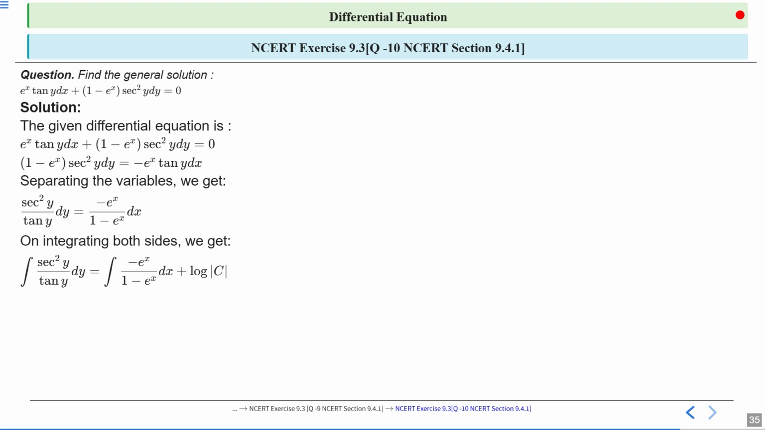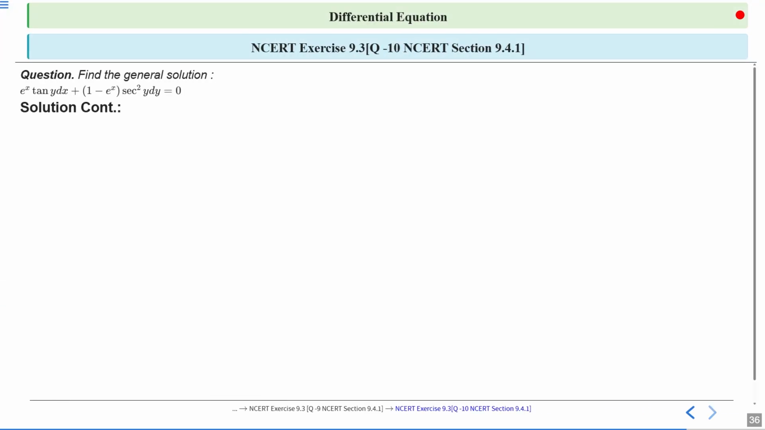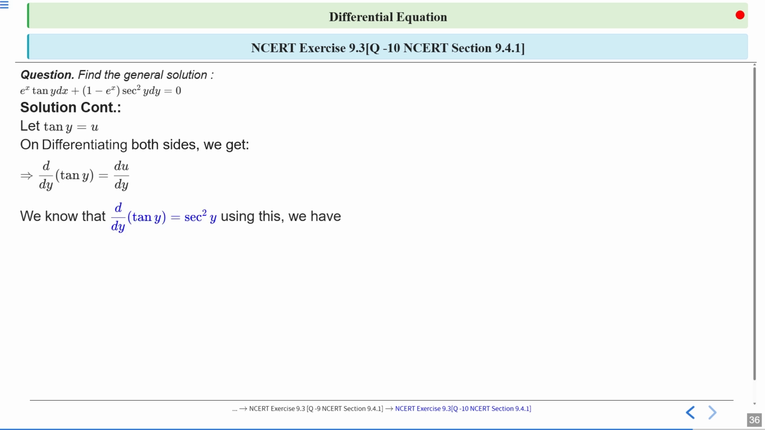So now we have to integrate sec square y by tan y dy and also minus e^x by (1 minus e^x) dx. So to integrate, we apply the substitution method. We consider tan y is equal to u, and when we differentiate tan y with respect to y, we get du is equal to sec square y dy. As we know, the differentiation of tan y is sec square y, that is sec square y is equal to du by dy. So sec square y dy is equal to du.